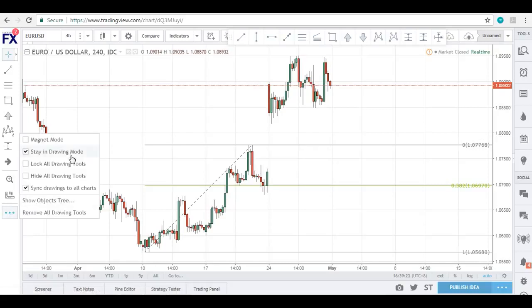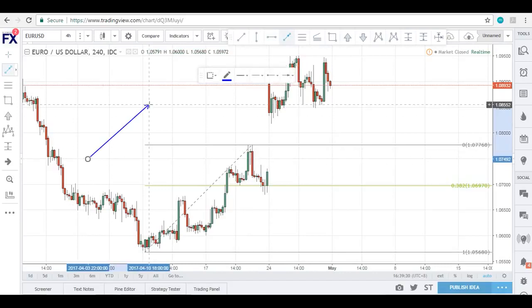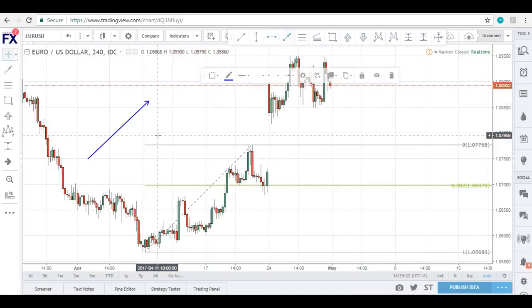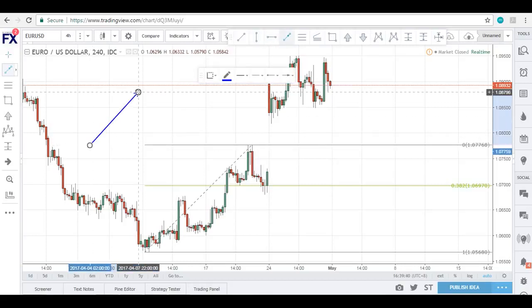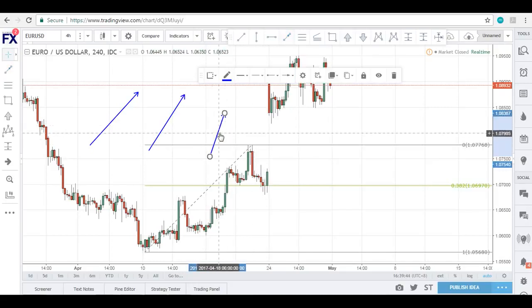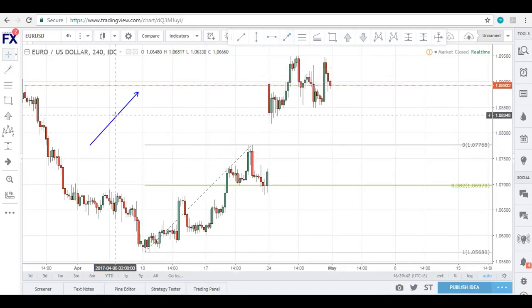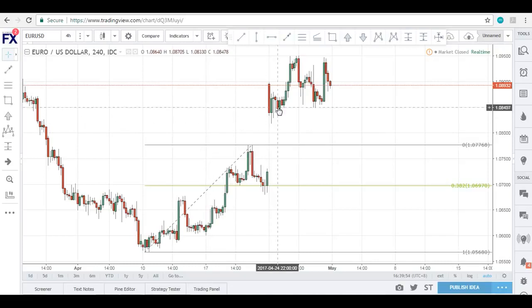The next one is stay in drawing mode, and what that means is that now that I'm not in drawing mode, you can see that if I drew an arrow right here, I wouldn't be able to draw another arrow. However, if I stayed in drawing mode, I'll draw an arrow right here. If I click it again, I can draw another arrow and another arrow. So that means that I am able to draw without clicking the arrow tool all the time. So this is something important that we use, which you can use in your analysis.